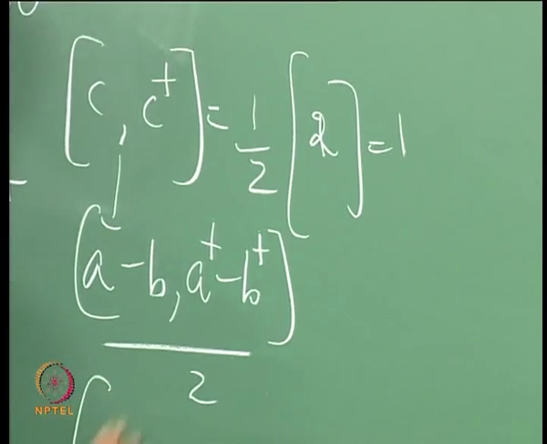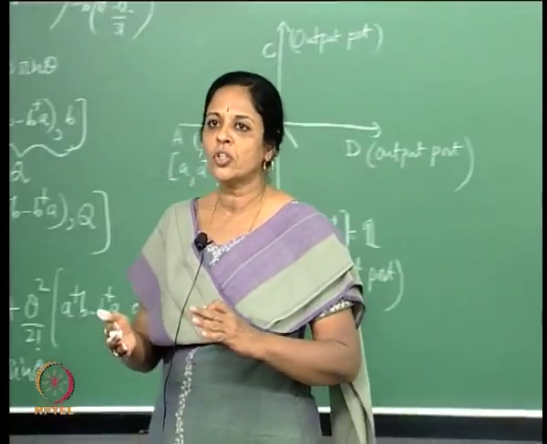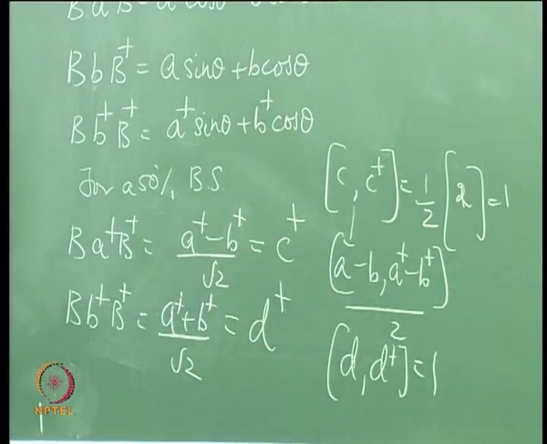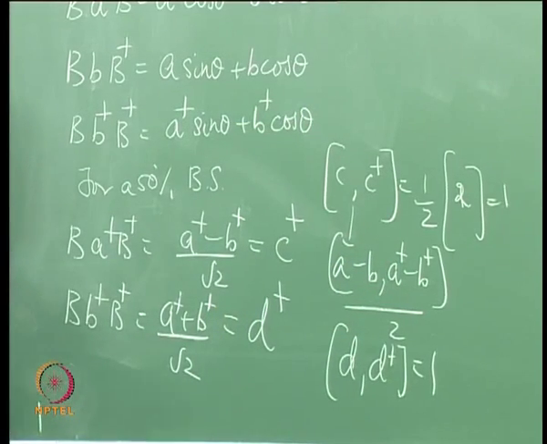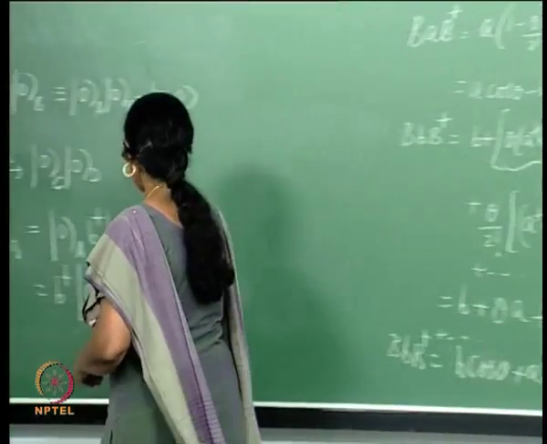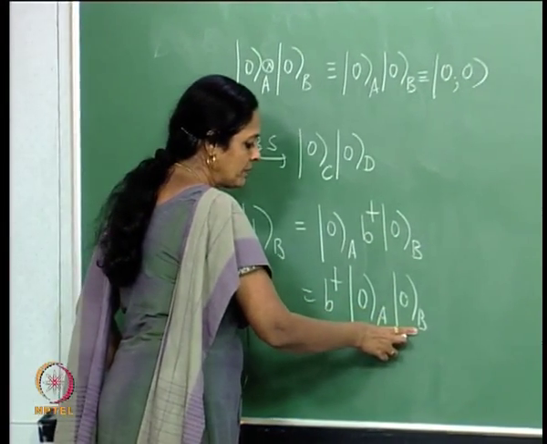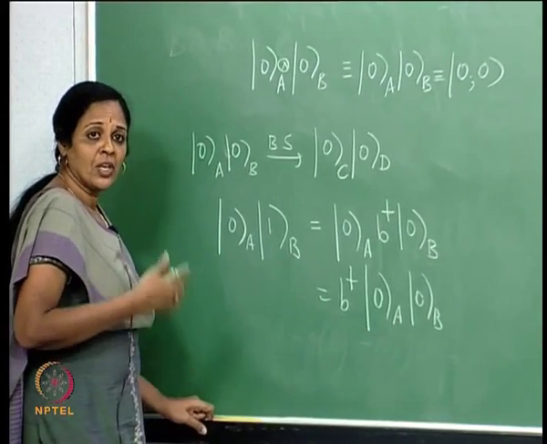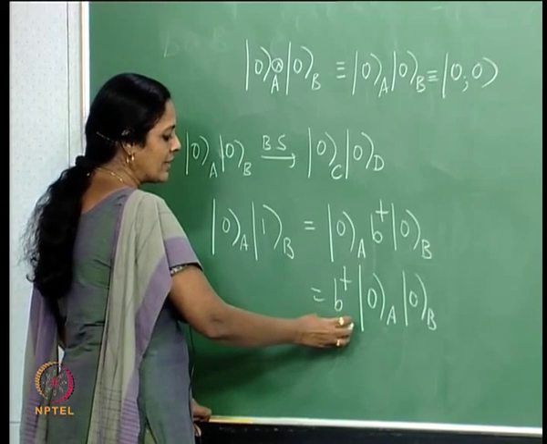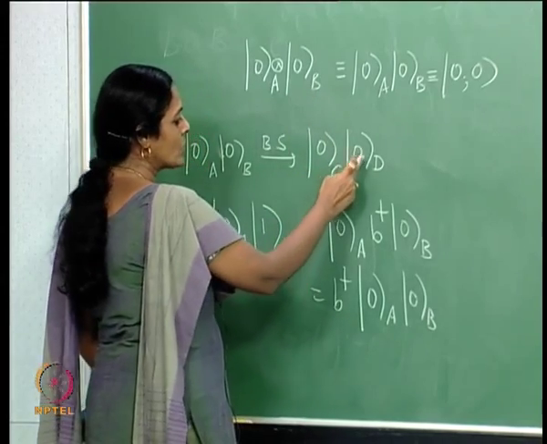Similarly, D with D dagger in the commutator is 1. And therefore, I know that I have gone from the algebra A A dagger is 1, B B dagger is 1 in the commutator algebra to C C dagger commutator is 1, D D dagger commutator is 1. So, I can well look at this state ket 0 A 1 B, which I have written in this manner from the point of view of the output ports. Which means I write B dagger in terms of C dagger and D dagger. Of course, ket 0 A, ket 0 B is identified with ket 0 C, ket 0 D.